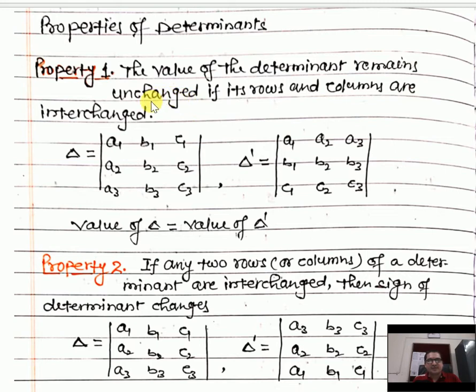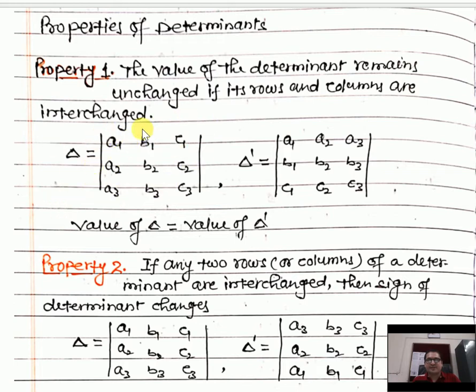Now in this exercise we are going to expand determinants by using properties of determinants. So first we need to discuss all properties of determinants. Property number 1: the value of a determinant remains unchanged if its rows and columns are interchanged.